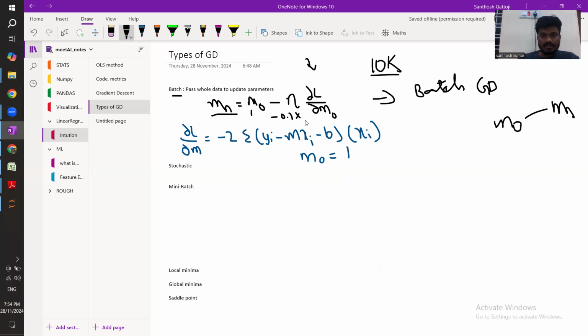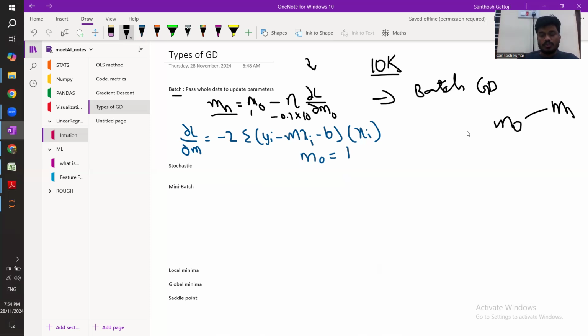Let's say, as an example, 10. I don't know, just 10. Whatever value you are going to get, that is M new, the new point. So that is what batch gradient descent is. It will consider the complete data set. So again, we need to repeat the same thing using another new M value.